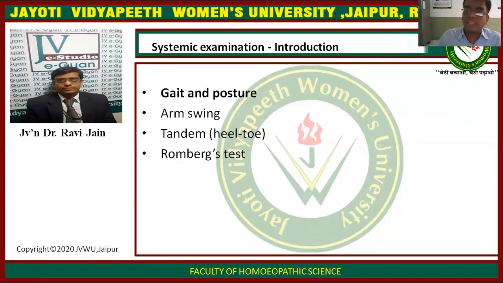Then we have to check for the gait and posture of the patient. For gait, we have to see the arm swing, the tandem walking, that is heel to toe, how the heel and toe are touching, and we have to check for the Romberg test. Romberg test is very important from clinical point of view.